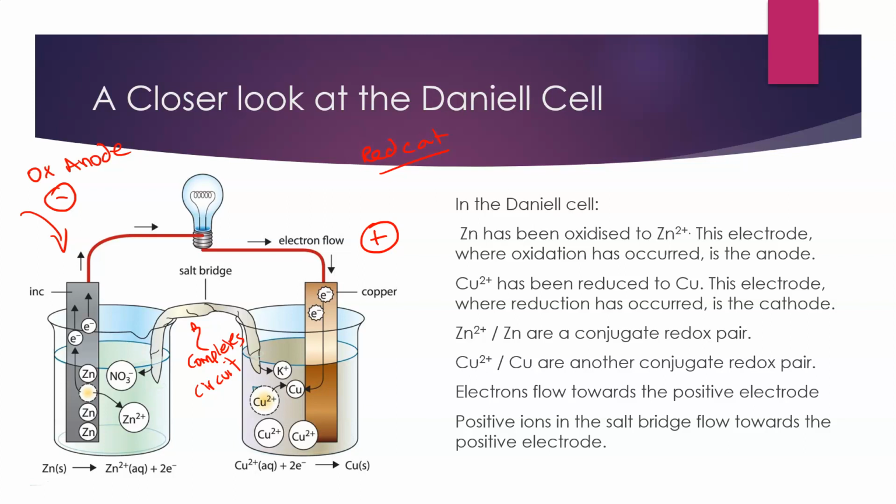If charge builds up in these half cells, we won't see the electrons moving through. Okay, if I build up positive charge in my oxidation half cell, the negative electrons are going to be drawn to the solution. They're not going to be drawn out and over to the cathode, and vice versa.